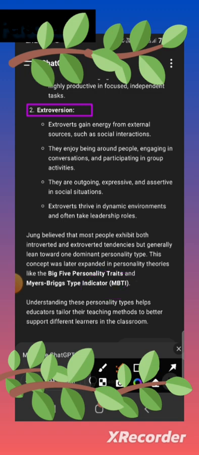Balanced personality, ambiversion. Some individuals do not fit strictly into the category of introvert or extrovert. Ambiverts have a balanced mix of both tendencies depending on the situation. They can be sociable and outgoing when needed but also enjoy solitude and deep thinking.